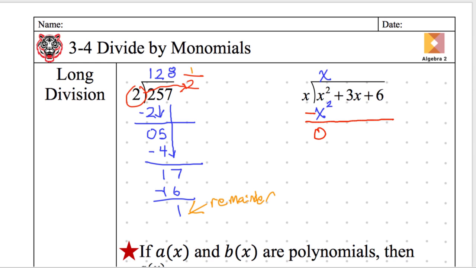James, what am I going to do next? You see how much x goes into 3x. Yeah, because you brought that 3x down, and we're checking to see how much it goes into this 3x. And how many times does it go into that 3x, James? 3 times. So I'm going to go up here and say plus 3 times.